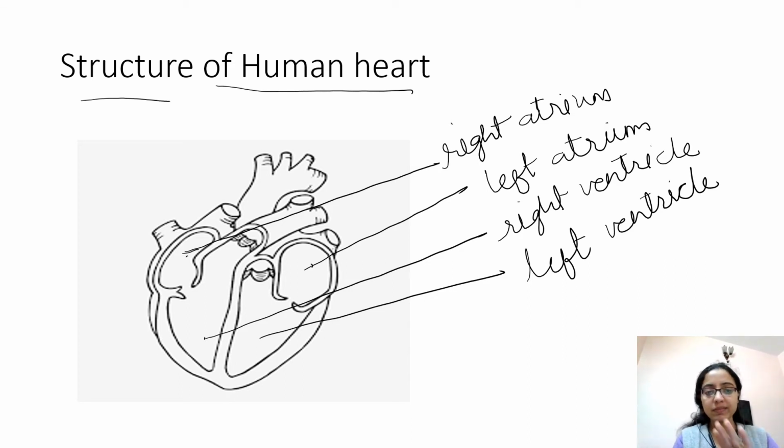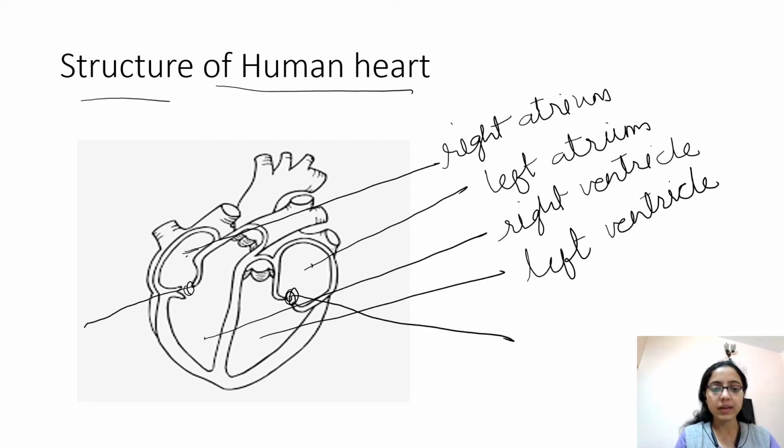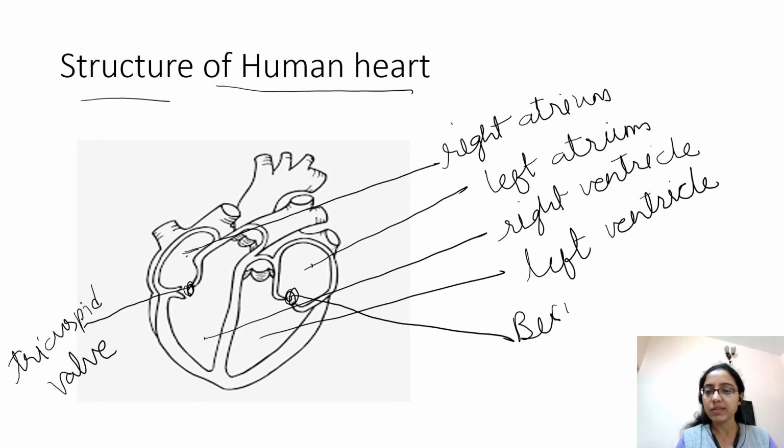Now apart from these four divisions of the heart, there are four valves present in the heart. The two valves which are present, this is the one and this is the second. These two valves are present between the atrium and ventricle. On the right side the tricuspid valve is present and on the left side the bicuspid valve, also called the mitral valve, is present.